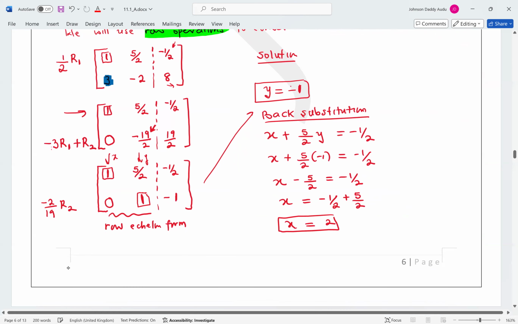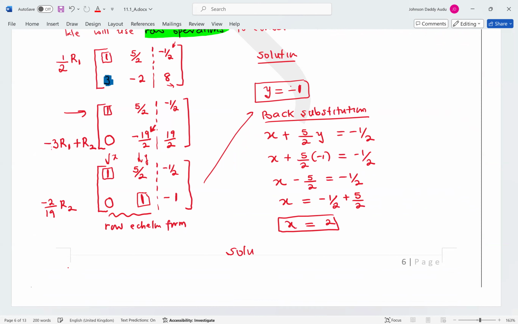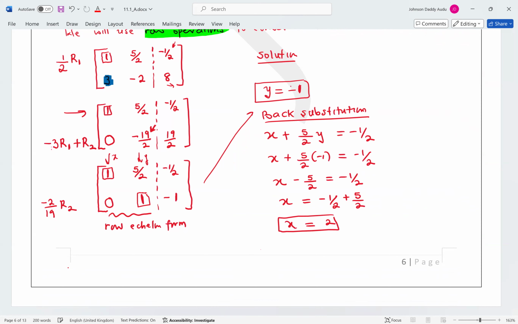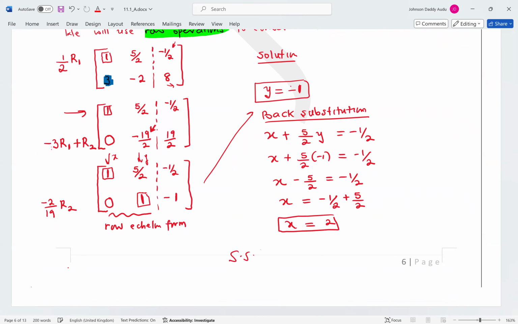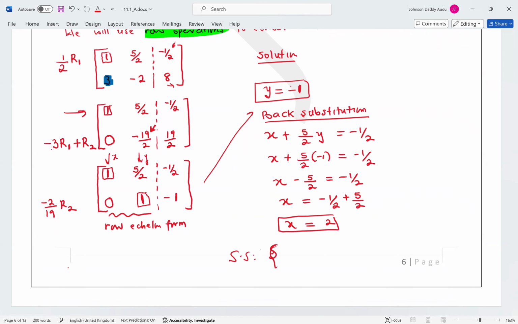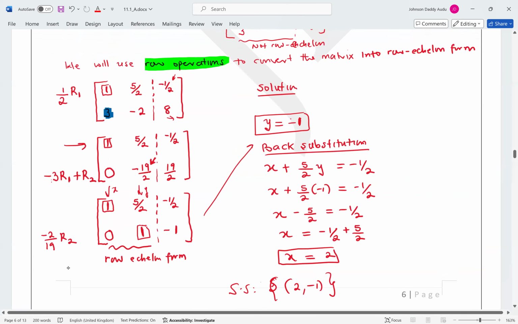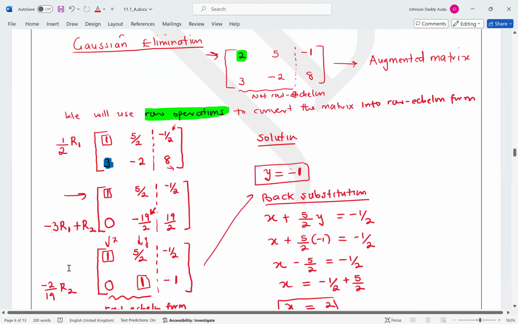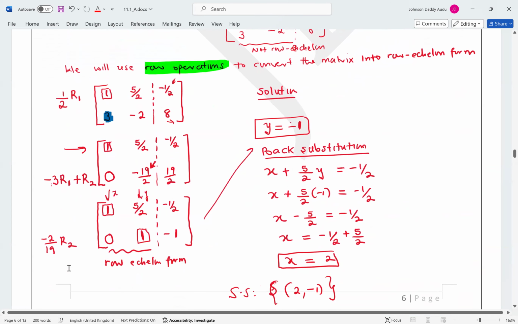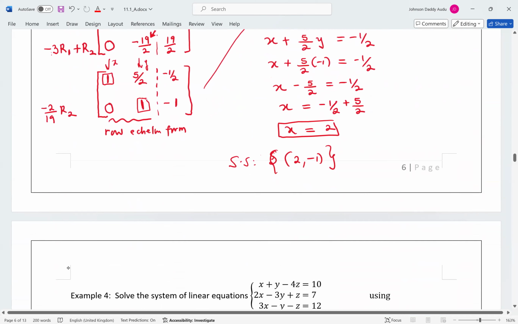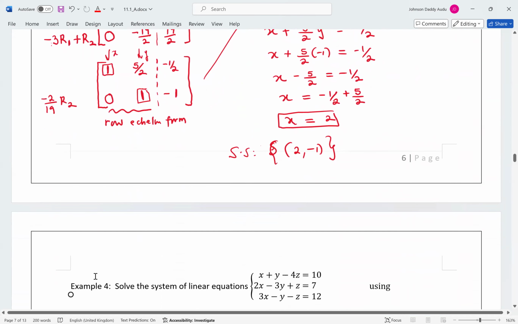So what is the solution? Our solution set contains only one answer, which is x equals 2 and y equals minus 1. Now, this is using Gaussian elimination, right? So let's now solve this same problem. Let's proceed to solve it using Gauss-Jordan.